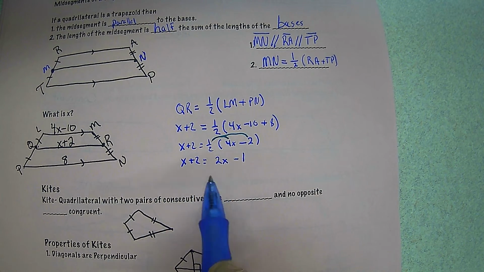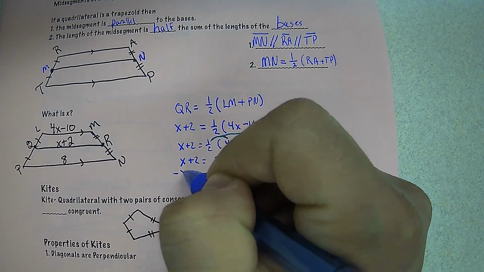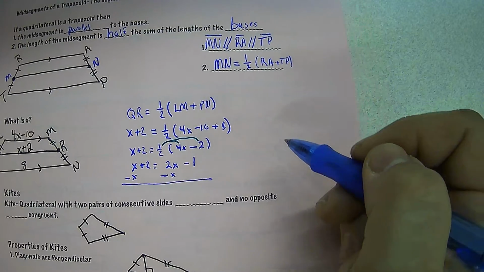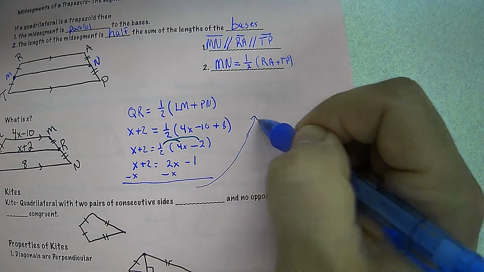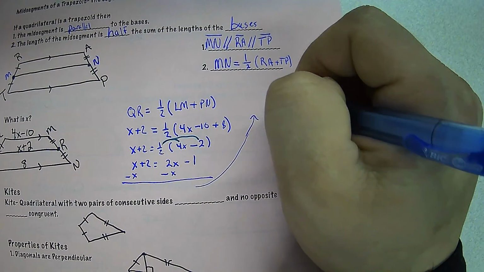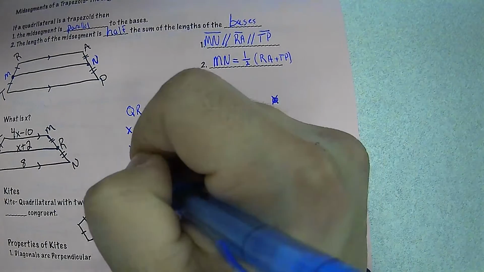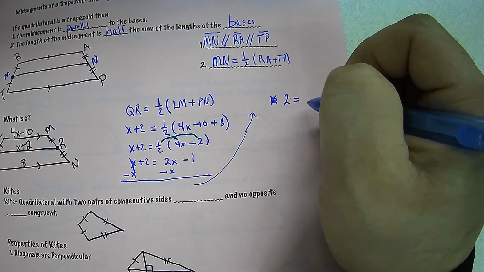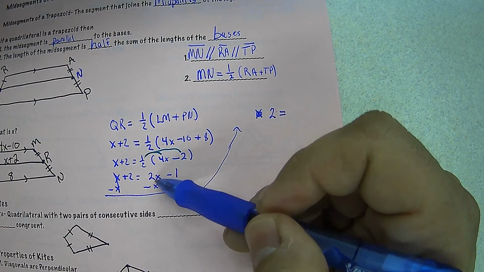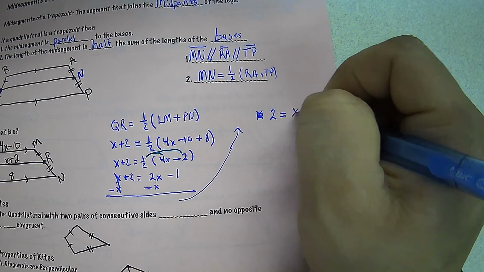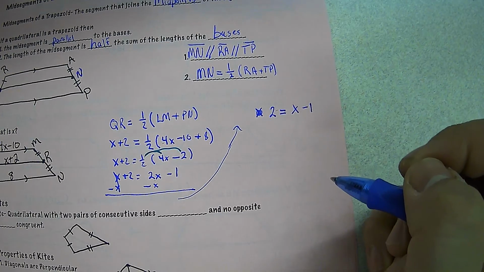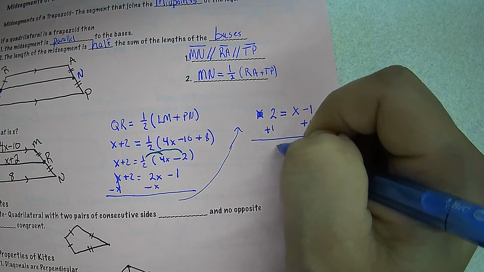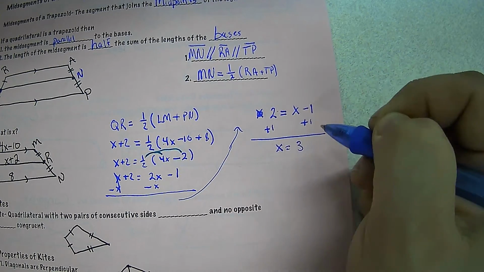And we are going to get our x's together. So I'm going to subtract x from both sides. I'm going to rewrite this over here. So that leaves us with that x goes away. It leaves us with 2 equals 2x minus x, which is just x, minus 1. Then we're going to add 1 to both sides. We get x is equal to 3.